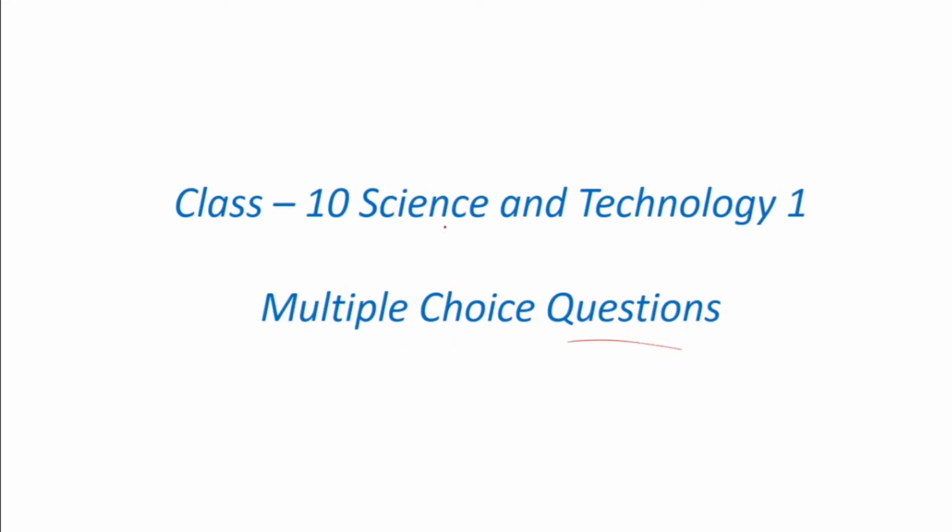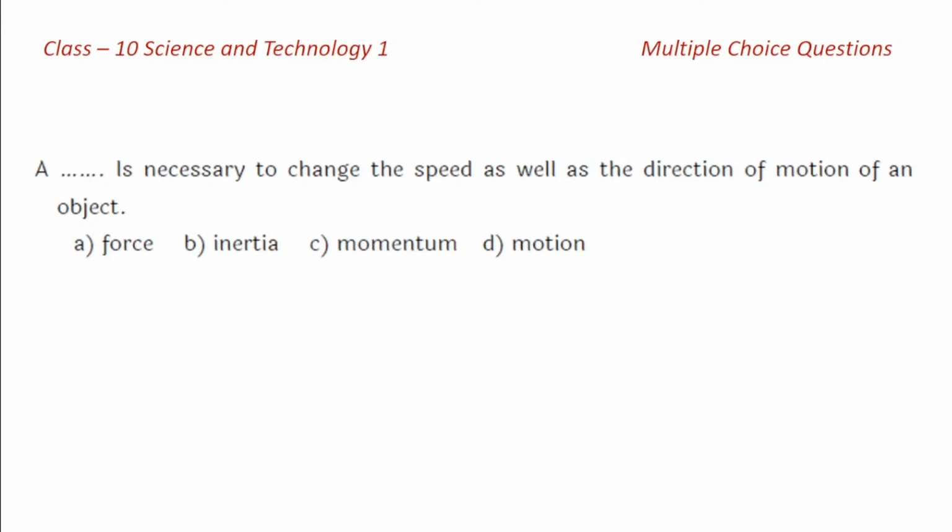Choice from Science and Technology Part 1, Class 10. First question is, a dot dot is necessary to change the speed as well as the direction of motion of an object. Four options are given: force, inertia, momentum, or motion. The correct alternative for this question is a force. That is, a force is necessary to change the speed as well as the direction of motion of an object.